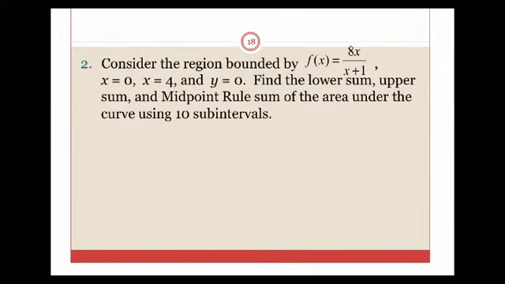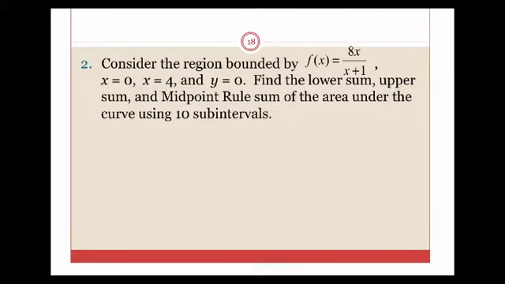All right, so now we're going to take a look at a different type of function, but same idea. So now we're talking about the rational function 8x over x plus 1. We're talking about the region bounded by x equals 0, x equals 4, y equals 0. So y equals 0 is the x-axis on the bottom. We want the lower sum, upper sum, and midpoint rule sums of the area under the curve.